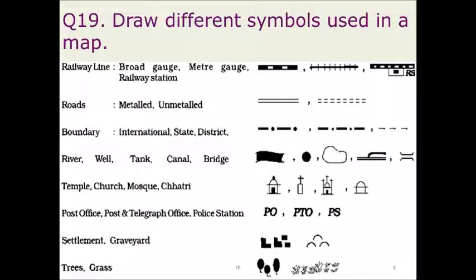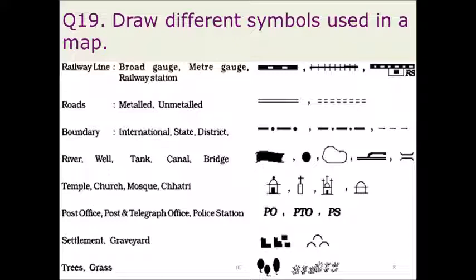Draw a different symbol used in a map. Railway line: broad gauge, meter gauge, and railway station with the RS letter. Roads: metal roads, unmetal road. There are two parallel line. Unmetal road, it's a dotted line. Boundary: international, state, and districts. The bold letter and the hyphen dots like this.